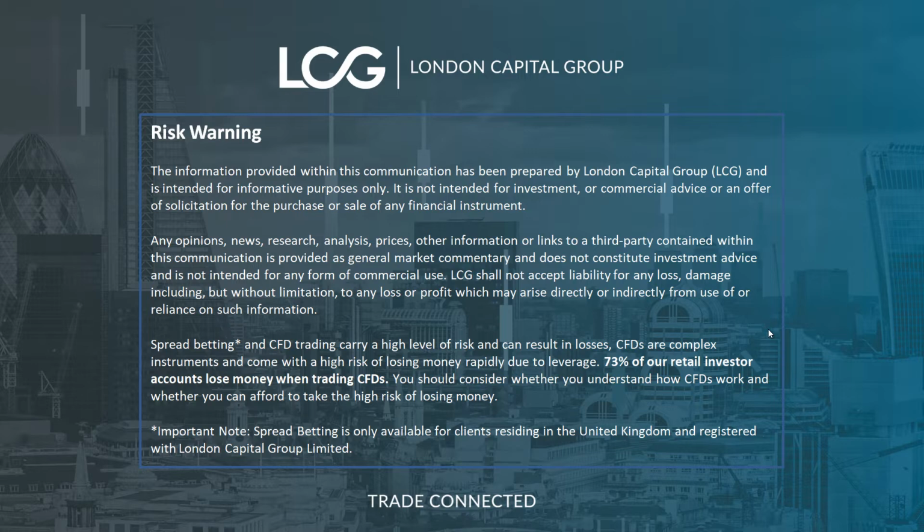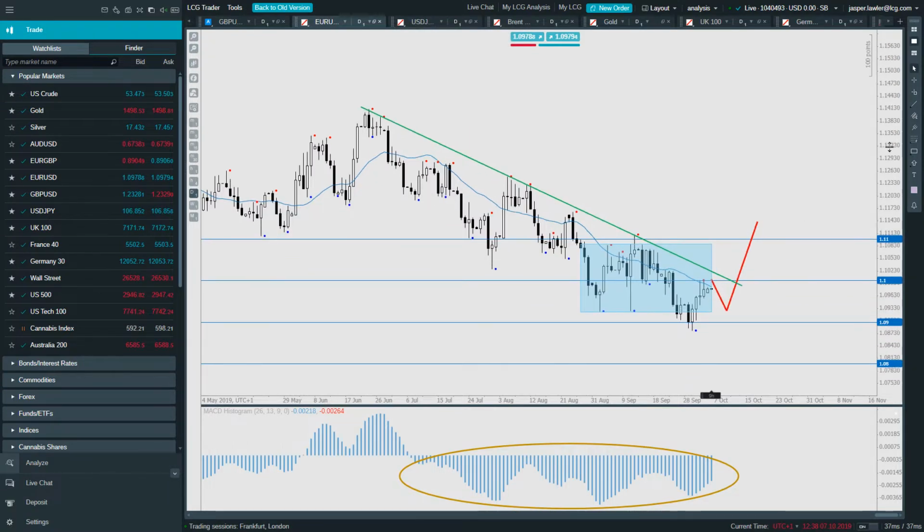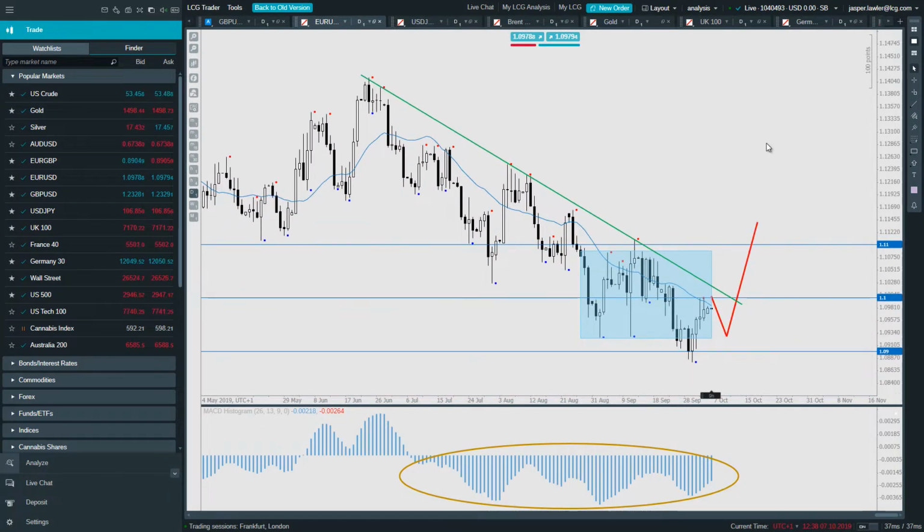Let's switch gears to the trading platform. So as you can see, I'm kicking things off here with the euro against the dollar. We've had a pretty steady downtrend. Not often you get a nice clean trend line like this, but that's where we find ourselves.